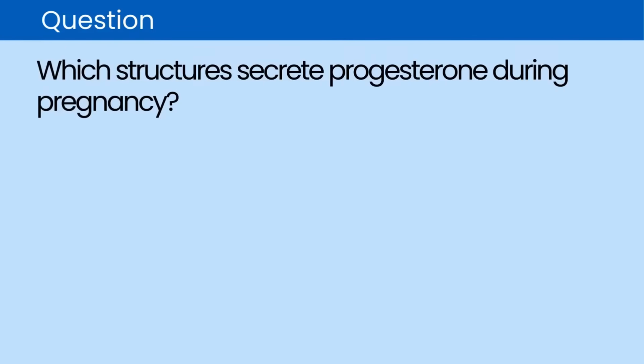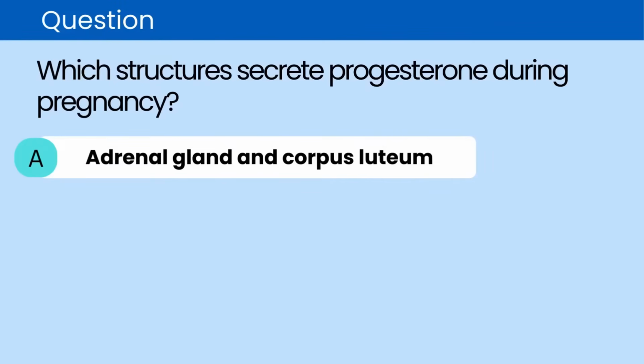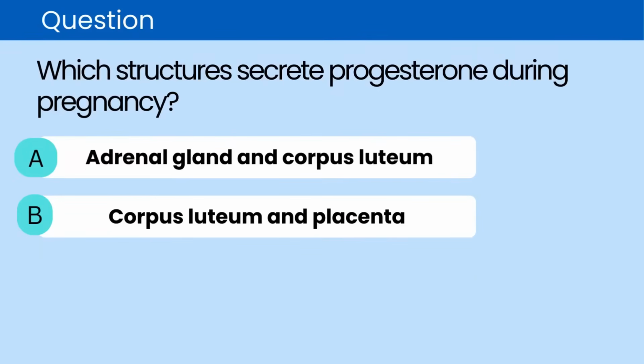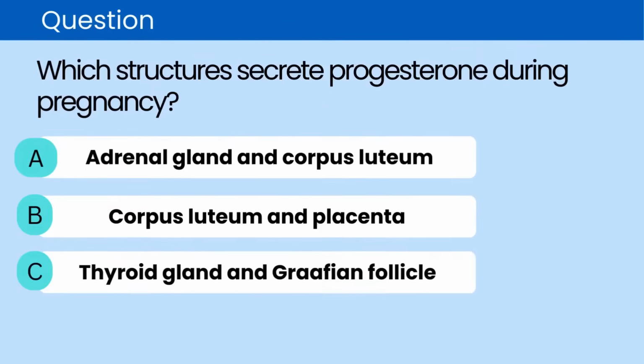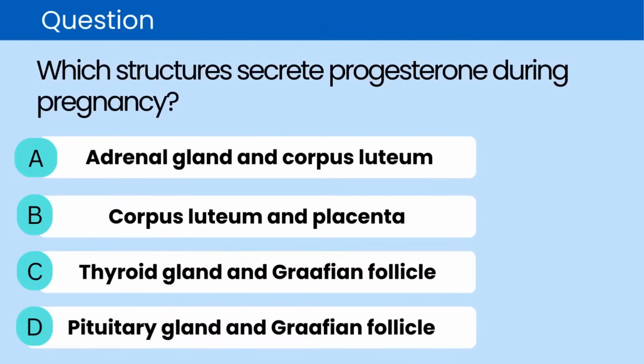Question: which structures secrete progesterone during pregnancy? A. Adrenal gland and corpus luteum. B. Corpus luteum and placenta. C. Thyroid gland and Graafian follicle. D. Pituitary gland and Graafian follicle.